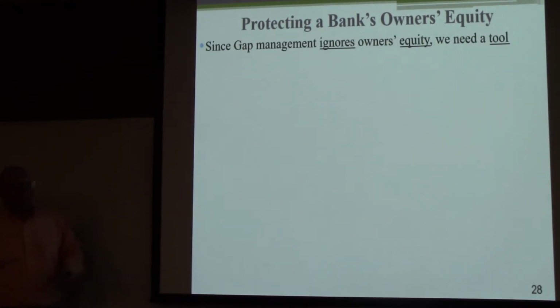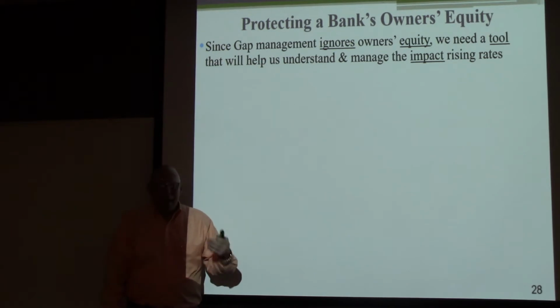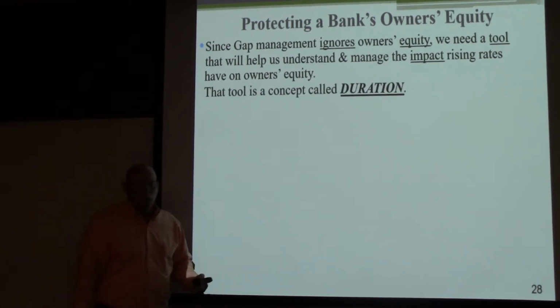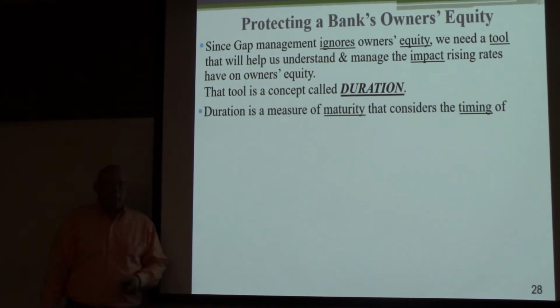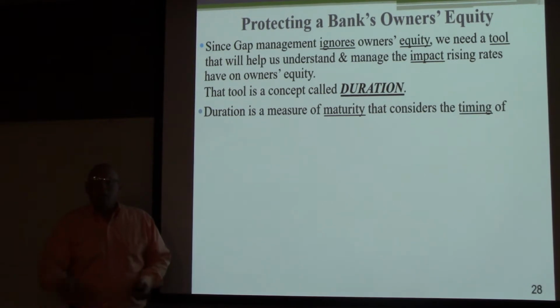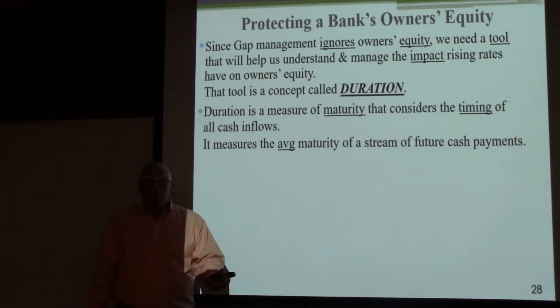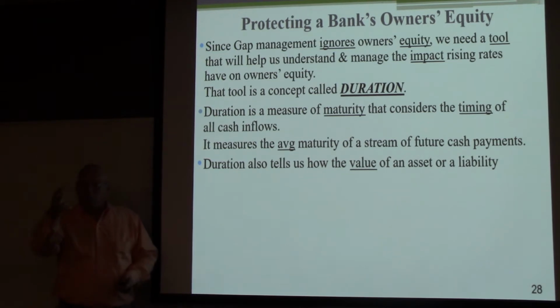Okay? So since GAAP management ignores owner's equity, we need a tool that will help us understand and manage the impact that rising rates have on owner's equity. This tool is a concept called duration, and we cover this in investments. We don't cover it in ManFin. Okay? We don't have time. Duration is a measure of maturity that considers the timing of cash flows. When will cash flows come in? How much will the cash flow be, and when will it come in? Okay? It measures the average maturity of a stream of future cash payments. Okay? Like on a bond or a loan.